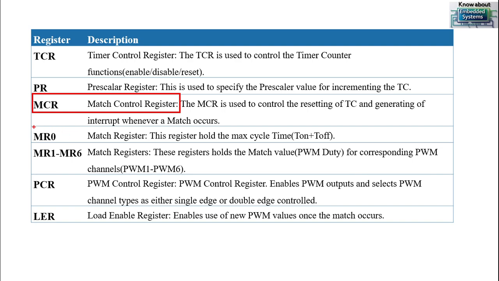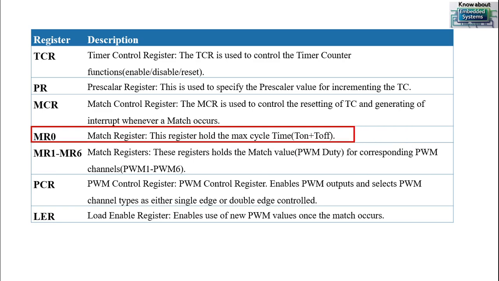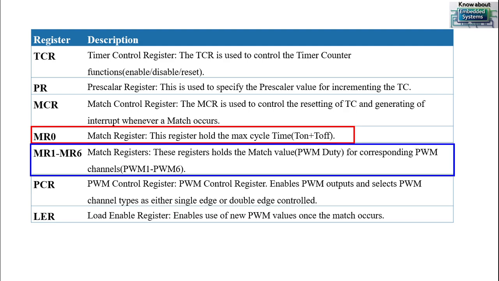Then we have MR0 especially. The important thing lies here, guys. There are 2 types of MRs: we have MR0, and we have MR1 to MR6. MR0 will hold the total time duration, nothing but T on and T off. So this is going to hold the total period of the pulse width modulation.